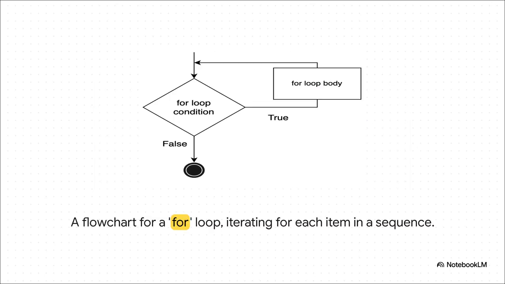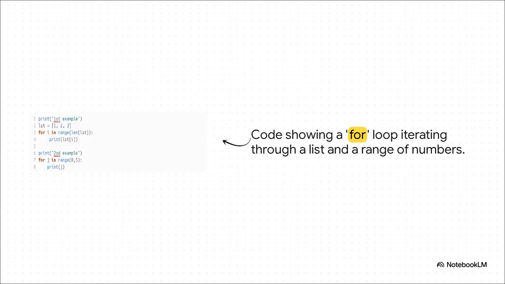A for loop is really methodical. You hand it a sequence, like a list of names or numbers, and it just works its way through, running a block of code for each and every item. Once it hits the end of the list, the loop is done, and the program just continues on. And here are two really common ways to use it. The first loop is just going through a list of numbers that we've already defined, printing each one.